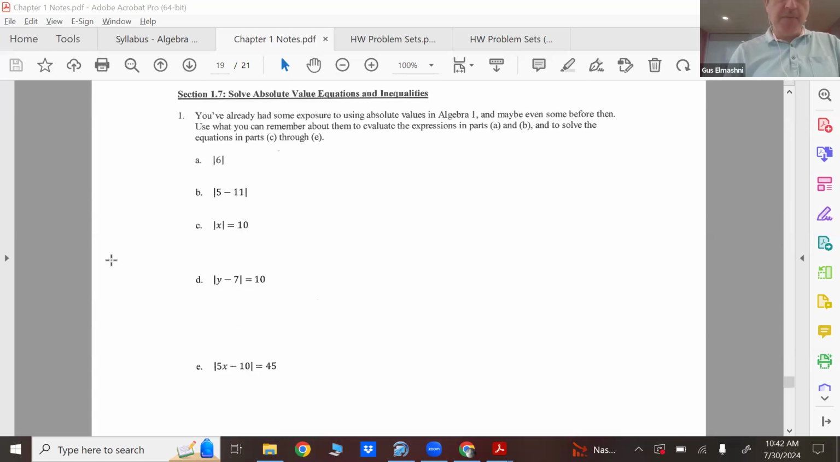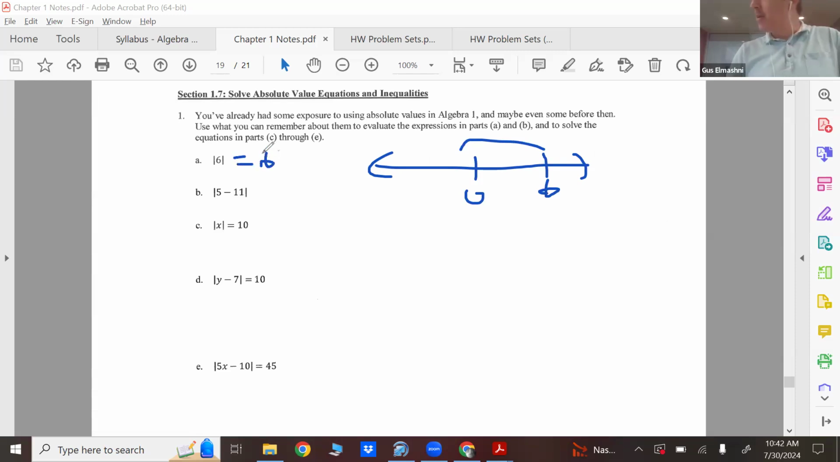Okay, 1.7 is about absolute value equations and inequalities. Absolute value is defined as a distance from 0 on a number line. So if you have 0 and you have 6, 6 is clearly 6 away, so the answer is 6. But the absolute value of -6 is also 6, because it's still the positive distance from 0 on a number line. So that's the definition of it.